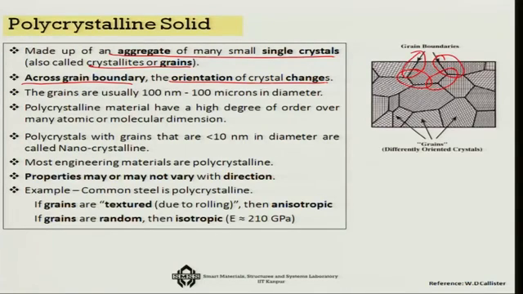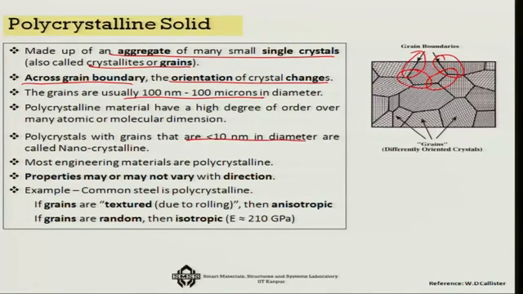These grains are generally in the range of 100 nanometer to 100 micron. Naturally, the larger the grain structure, the stiffer the structure will be, but it will be more anisotropic. Now, polycrystalline materials have a high degree of order over many atomic or molecular dimensions. So, they are less than 10 nanometer.